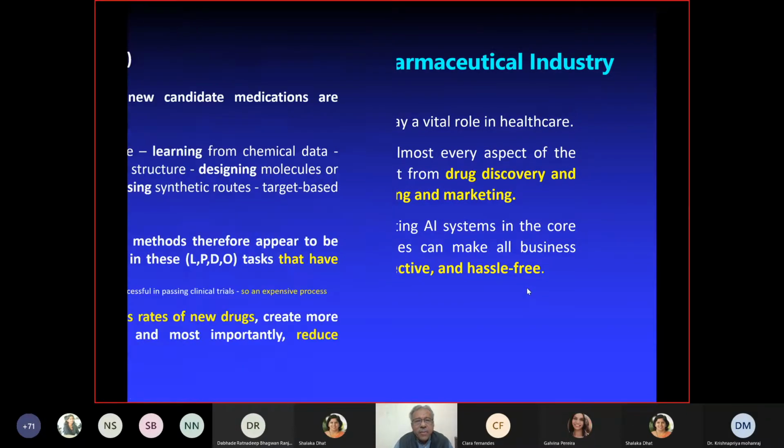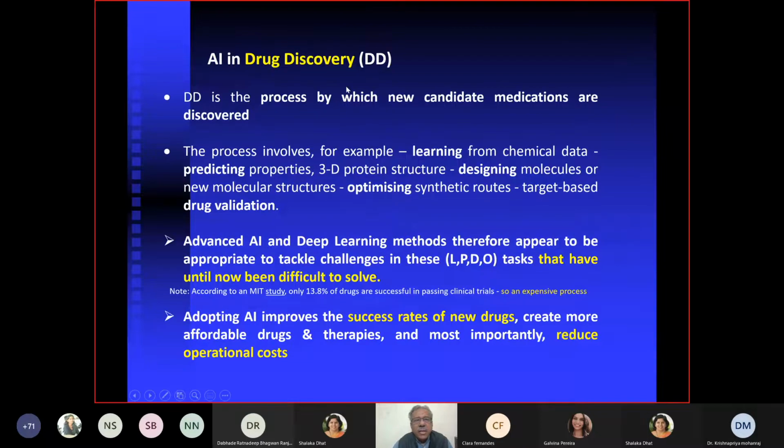Let's consider, for example, drug discovery. Drug discovery is the process by which new candidate medications are discovered. Everybody knows. Now this involves learning from chemical data, predicting properties, 3D protein structure, designing molecules for new molecular structure, optimizing synthetic routes, then target-based drug validation. So it involves tasks like learning, designing, optimizing, and then validation.